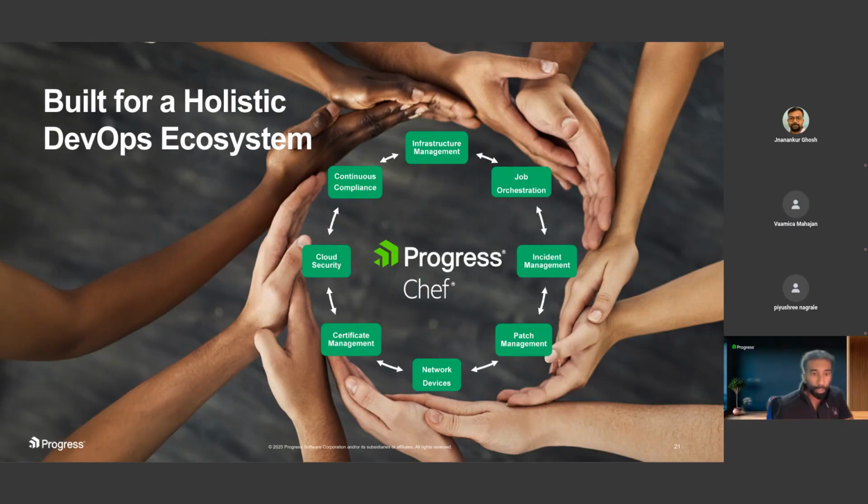I want to take a moment to talk about how Chef solutions can be leveraged using a platform. It's called the Chef 360 platform.